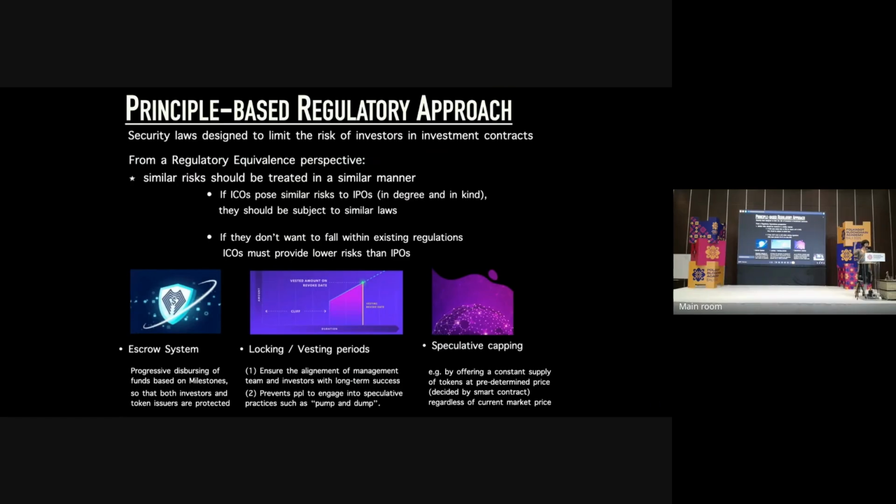Same thing with the locking or the vesting period, where you can ensure that there is a protection because the token cannot be immediately dumped with speculative practices. There is also the possibility of creating a speculative capping by basically continuing to issue a supply of token whenever the market price reaches a particular level, and defining all those algorithmically through a smart contract, so there is not an arbitrary decision to just issue more tokens. So those are all mechanisms that few of them have been implemented, but some experiments have been done.